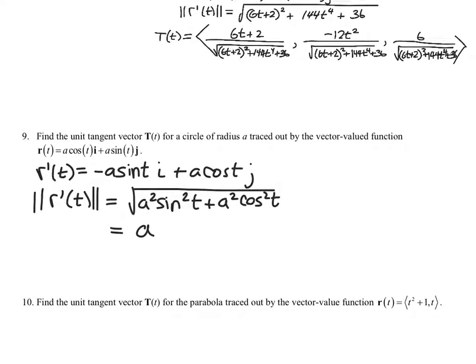And so T of t is just going to be r prime of t divided by the magnitude of r prime of t. So basically just cancel out your a's, and you have negative sine t i plus cosine t j. And if I found the magnitude of that, it would be equal to 1.